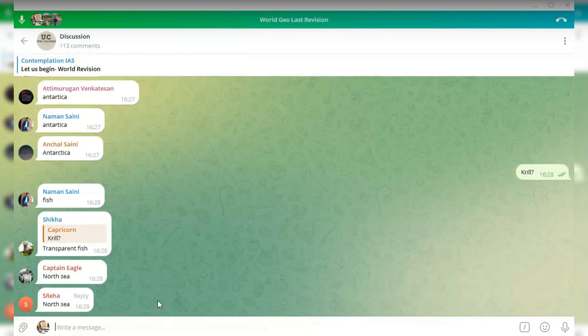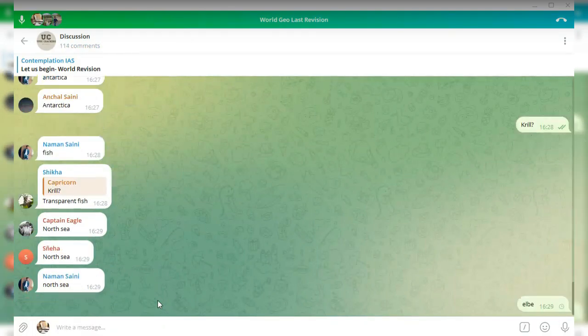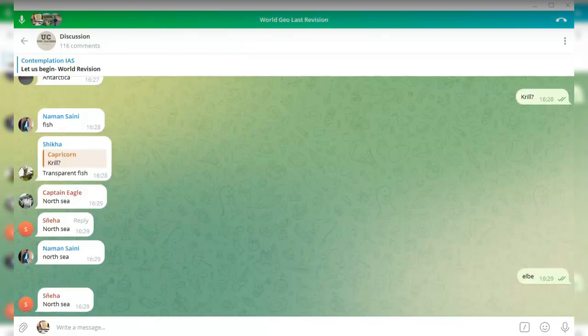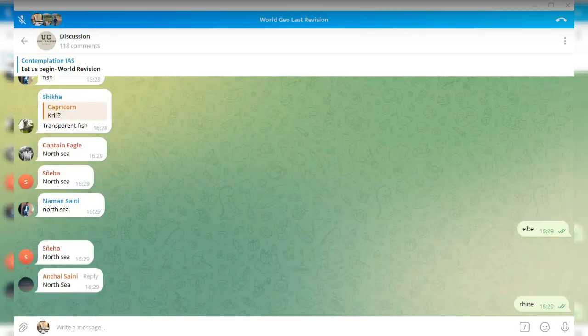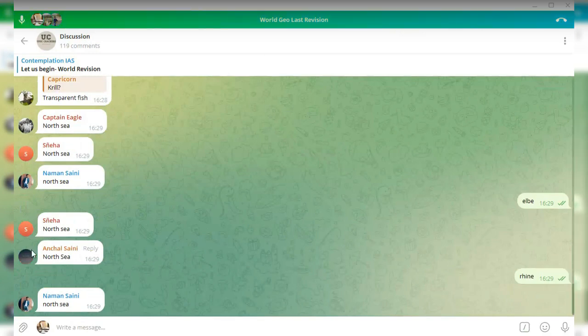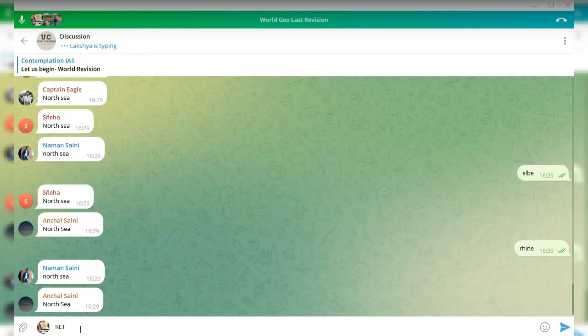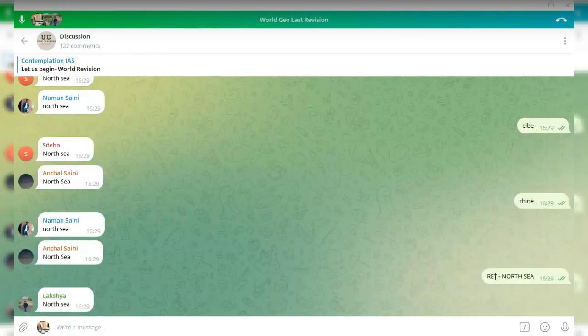North Sea. Then what about Elbe? Elbe River, it drains into, exactly. And then River Rhine drains into North Sea. Okay, so just remember something like a rat falling into North Sea. Okay, so R for Rhine, E for Elbe, T for Thames. Okay, all three into North Sea.